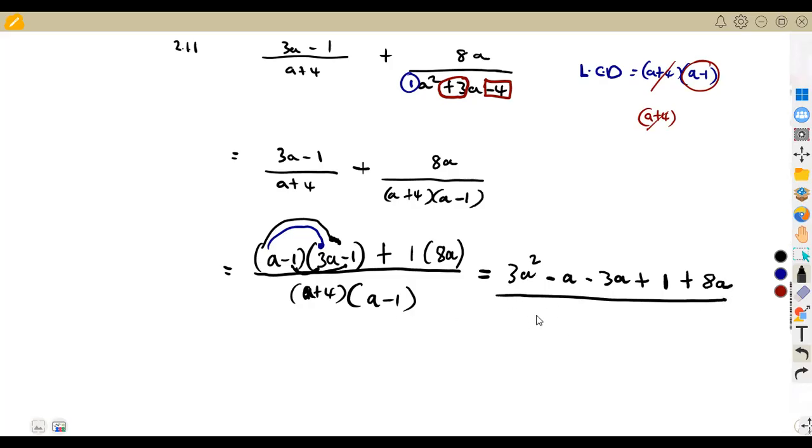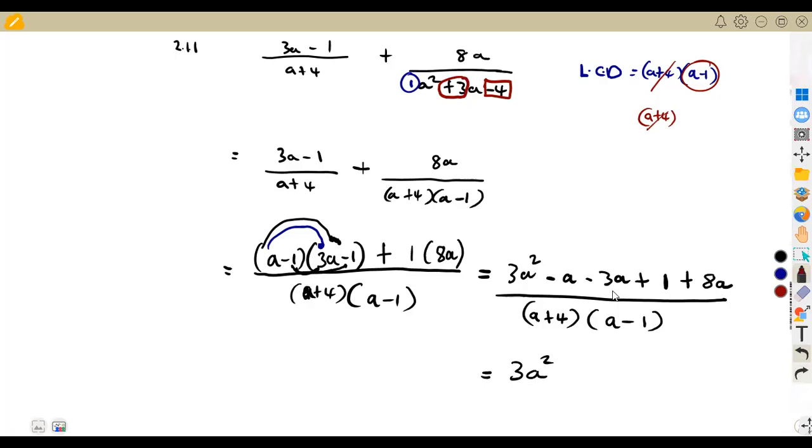So the LCD is just going to remain as it is. That is (a + 4)(a - 1). Then from this stage, you can collect our like terms. But as you can see, there's nothing having the highest exponent of 2, so you're just going to rewrite this as it is with the highest exponent of 2, which is 3a squared.